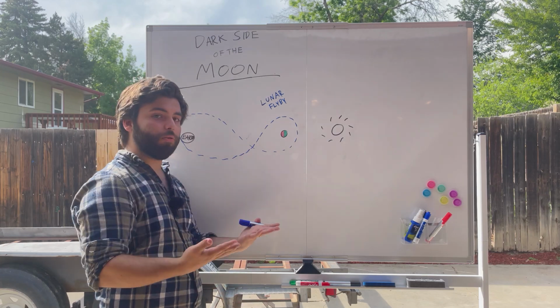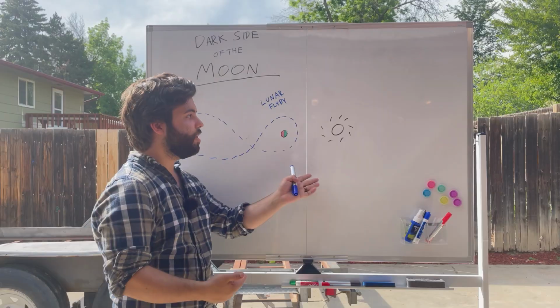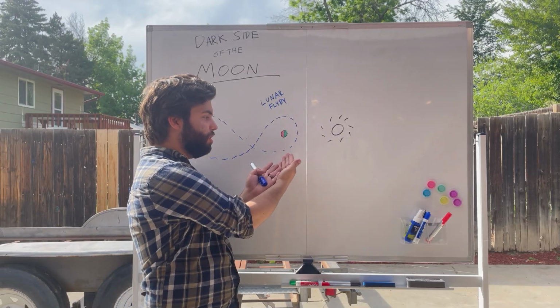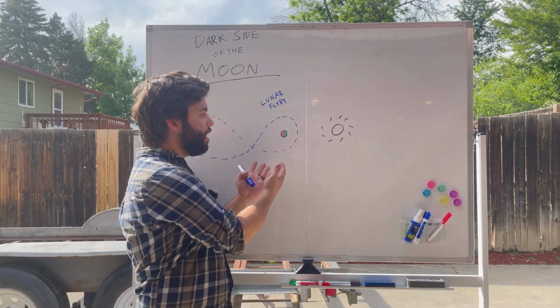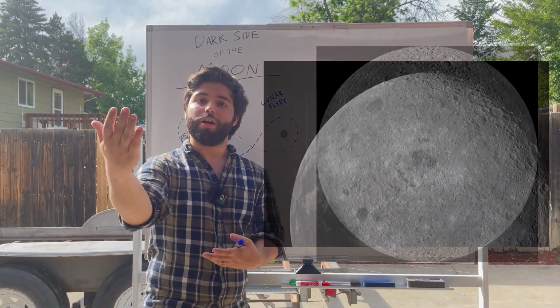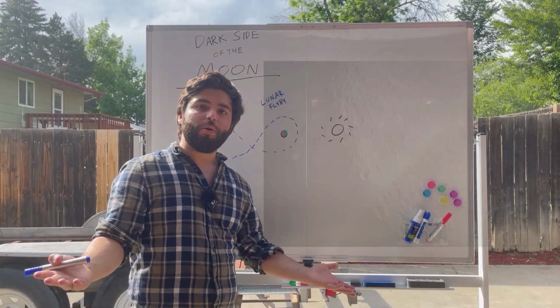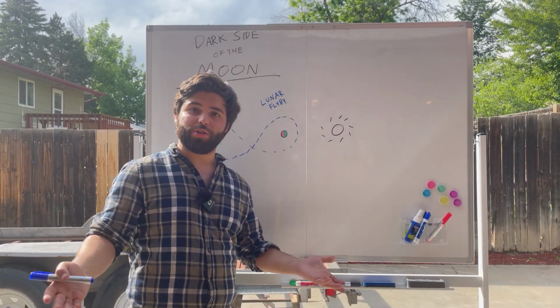So if we time it right, and we fly by the moon when it's on this side of its orbit, and the sun is now shining on the dark side of the moon, we actually get to see what it looks like. And we have taken many cool photographs. A lot of photographs just recently came out from NASA's Artemis 2 mission. So now we actually know what the dark side of the moon actually looks like.